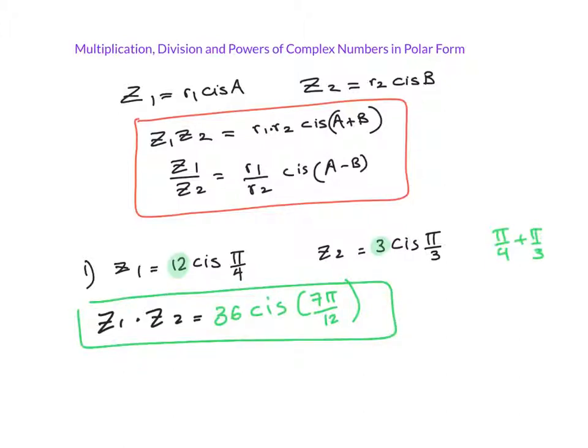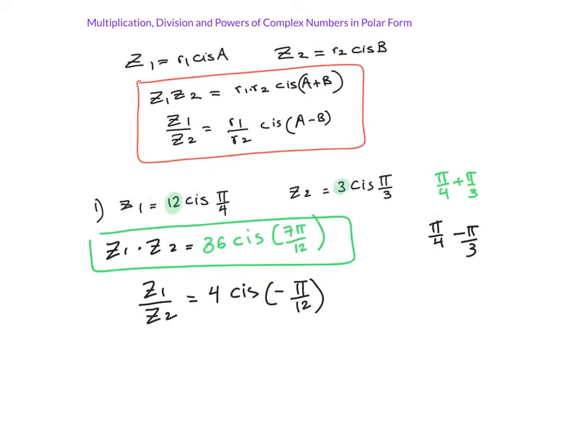Now let's divide Z1 and Z2. So I divide 12 divided by 3, I get 4, and then cis pi over 4 minus pi over 3, and I will get negative pi over 12. But hold on, I cannot have a negative. And remember, the angle should always be between 0 inclusive and 2 pi non-inclusive. So if my angle is negative, I need to find the coterminal angle, so I need to add 2 pi to it. So if I add 2 pi to it, it will become 4 cis 23 pi over 12.